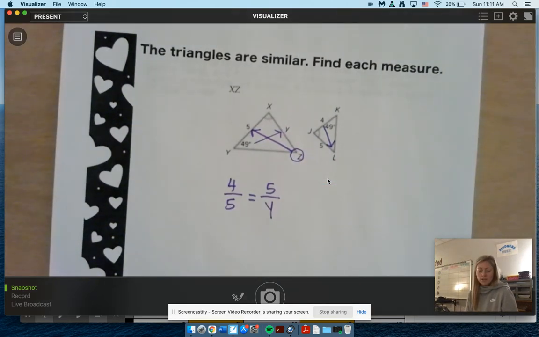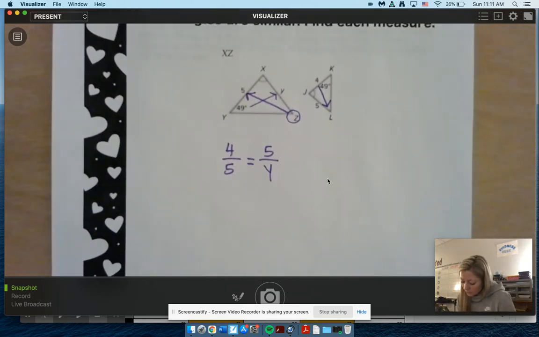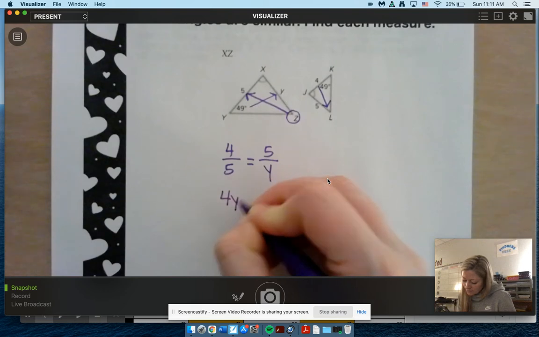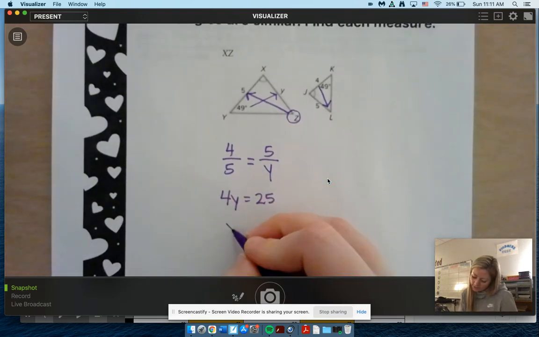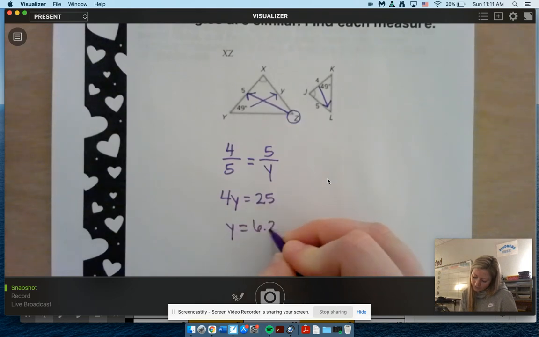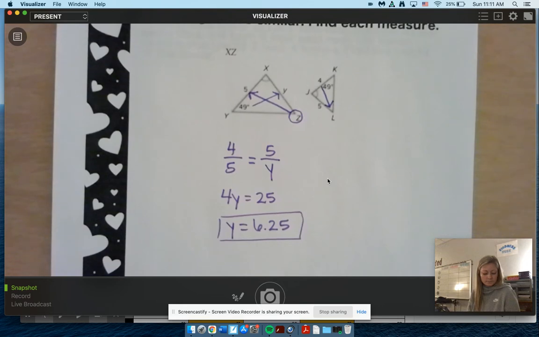And now we just do our same old song and dance of cross multiplying. So 4y equals 25. Ooh, we're going to get a decimal. That's okay. Divide out, 6.25. Super.